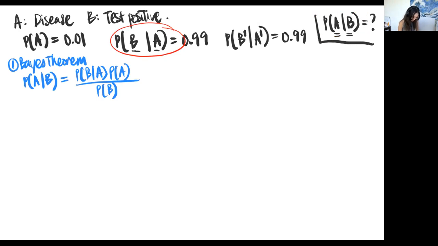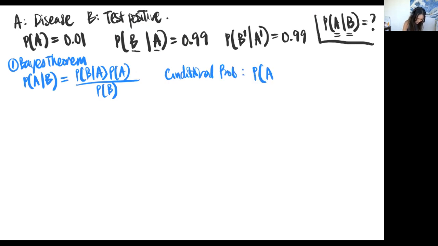Another really quick segue on how Bayes' theorem was created, because I do think this is really neat to know. Bayes' theorem actually comes from the conditional probability formula. Conditional probability states that the probability of A given B is equal to the probability of A intersect B over the probability of B.